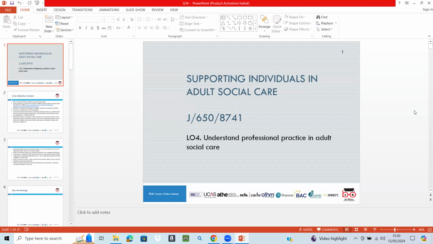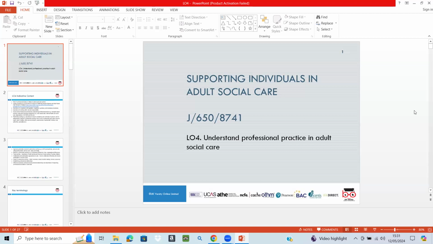So today we have to discuss learning outcome number 4, which is understand professional practice in adult social care, and it's related to the unit supporting individuals in adult social care. We will do a quick recap of what we have previously studied in the unit, and we'll discuss more about today's learning outcome.